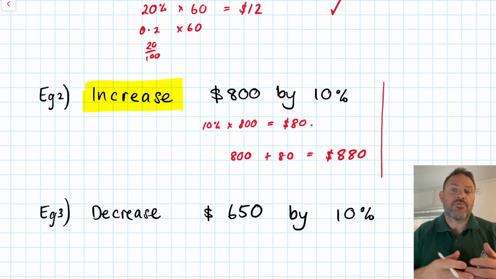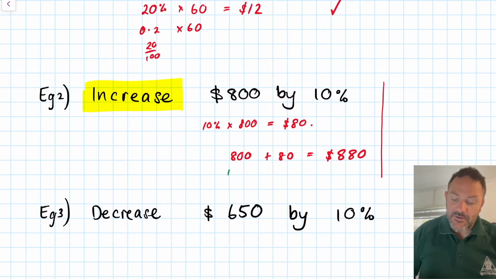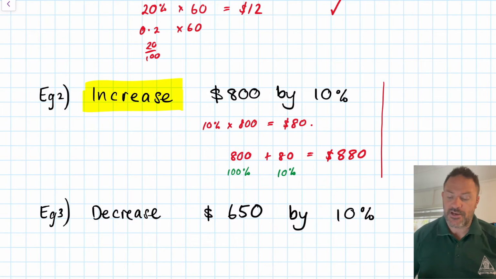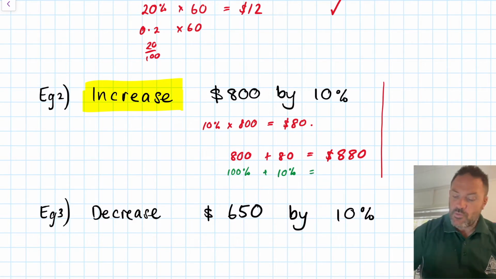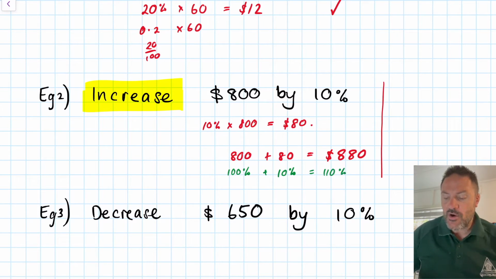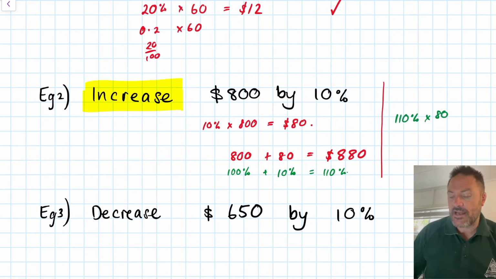You think if you're increasing something by 10%, well, what you actually have, that $800 is what we'll refer to as 100% of the price. The $80 is actually 10% of the price, which means in total, what you're actually looking at is 110% of the original price. So if we're increasing it, what we could have done very quickly, instead of doing 10% times 100 times by 800, we could have said 110% times $800.